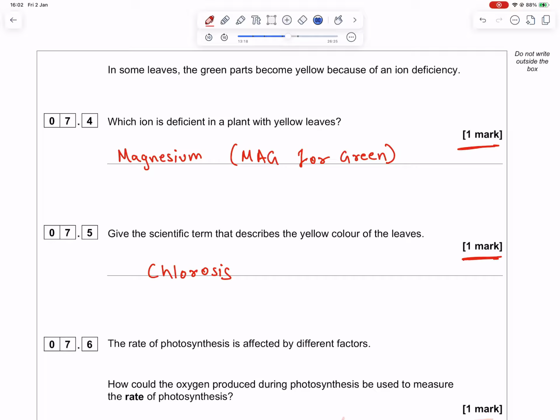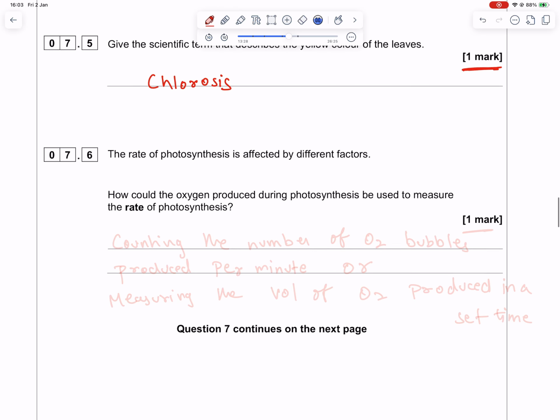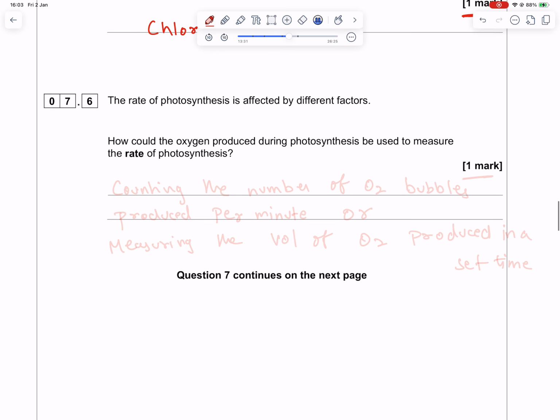If you just write yellowing, as an examiner, I have seen that by some of the farms writing yellowing is not scoring the mark. This is the specific term for yellowing of leaves, chlorosis.